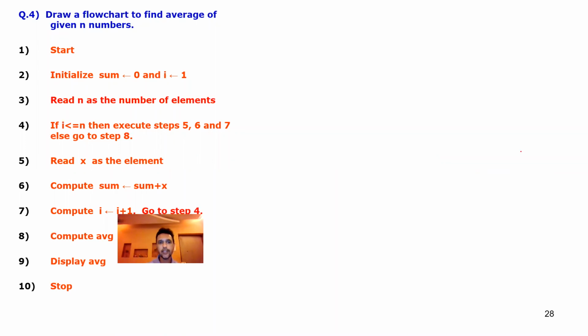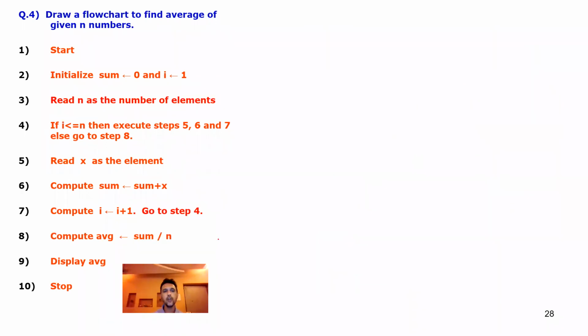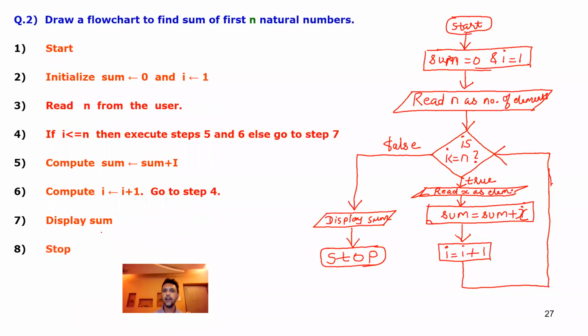Now, step number 8 says compute average is equal to sum divided by n. Step number 9 says display. Step number 10 says stop. So come on, tell me the symbol for step number 8. Rectangle. For 9. Parallelogram. For 10. Rounded rectangle. All right.